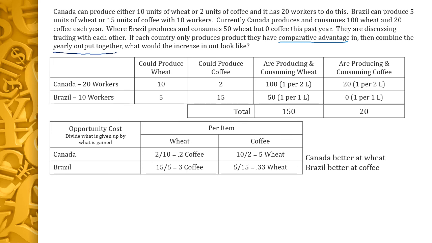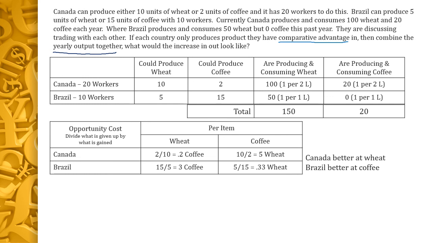And again, how do we know that? Because we want to look at the person who has the least opportunity costs in each category. So 0.2 is far less than 3. And over here, 0.33 is far less than 5. So we know that Canada is going to be better at producing wheat, and we know that Brazil is going to be better at producing coffee. It's all about the person who has the lowest opportunity costs, because if you have a low opportunity cost, that means that you're very effective in what you produce.